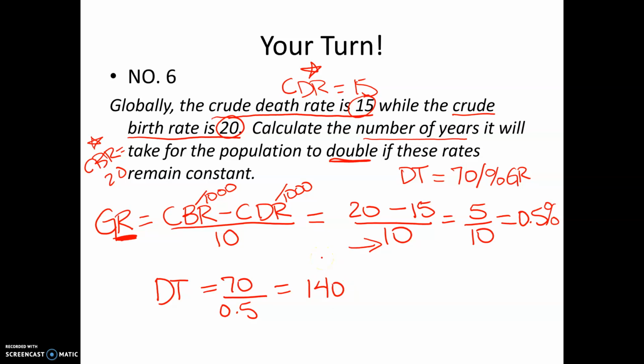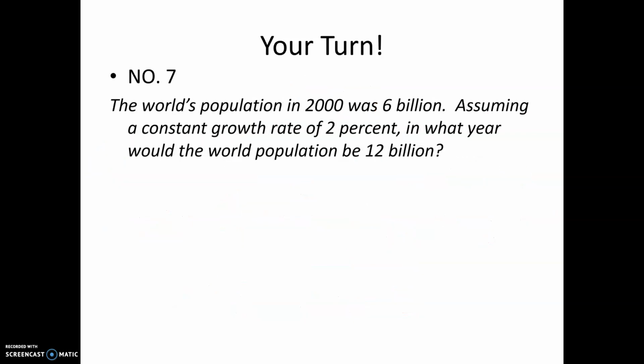And so remember, doubling time is in years. So here, our question was calculate the number of years it will take for the population to double. That's our doubling time if these rates remain constant. It's going to take 140 years for our population to double. All right. Next, your turn. Okay.